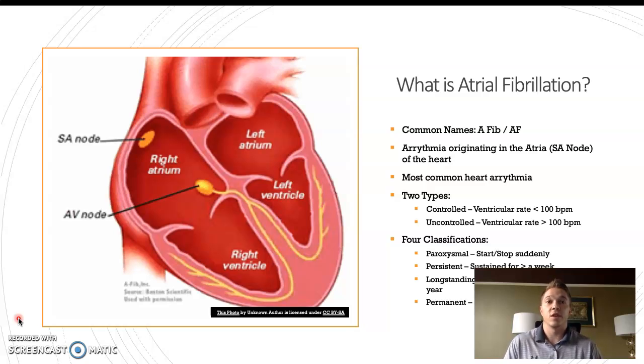There are four classifications of AFib. There's paroxysmal, which has a start and stop suddenly type pattern, very random. There is persistent AFib, which has been sustained for greater than a week. There is long-standing persistent AFib, which has been sustained for greater than a year. And there is permanent or chronic AFib.